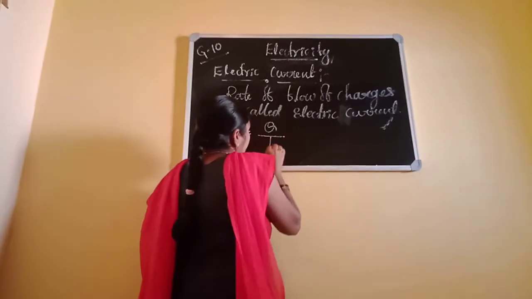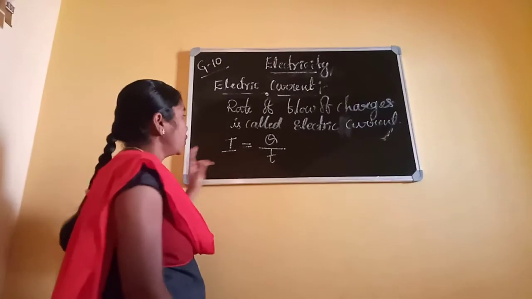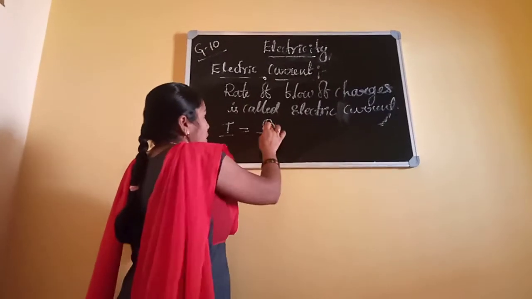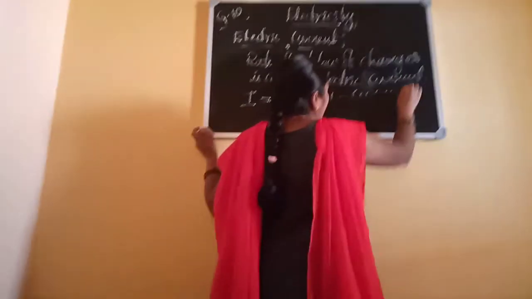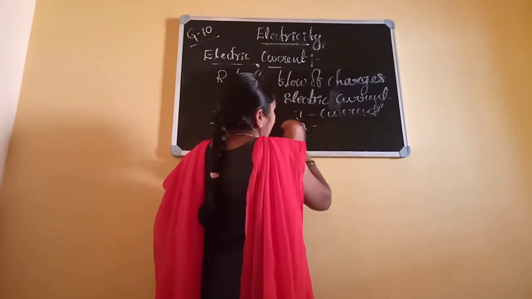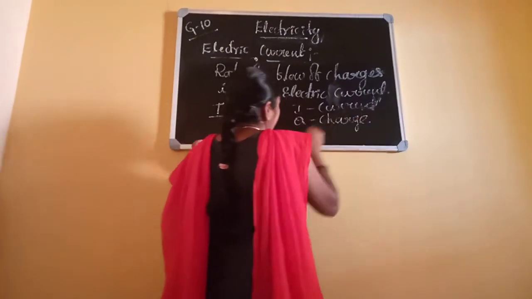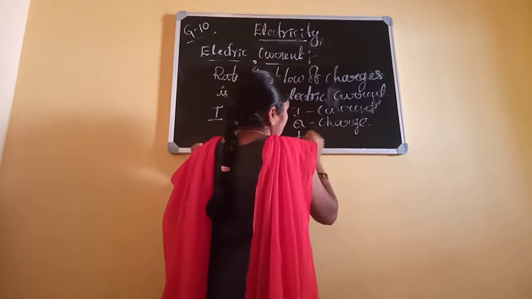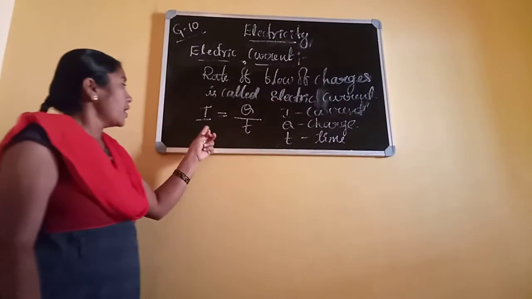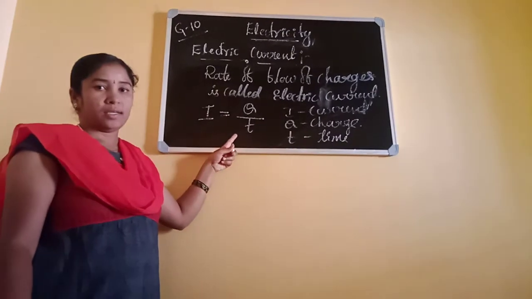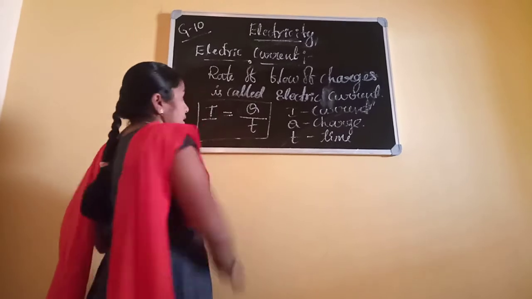Unit time we call time T. Understand? I is equal to Q by T. I refers to current, Q refers to charge, and T refers to time. I is equal to Q by T. This is the formula for electric current.